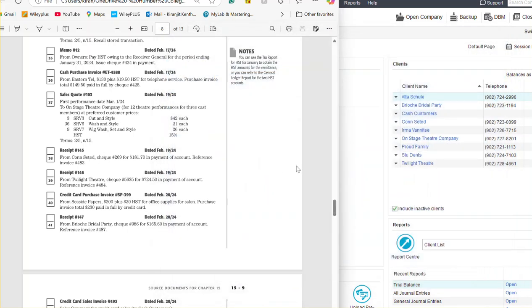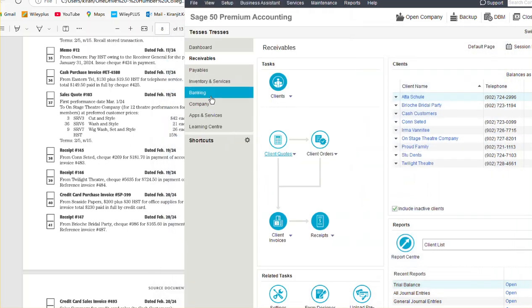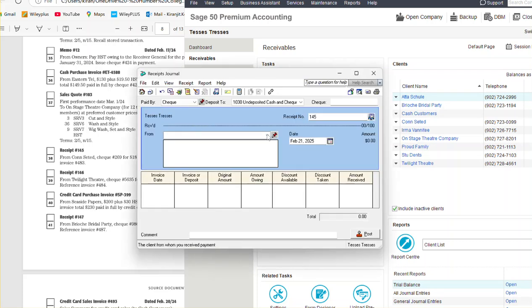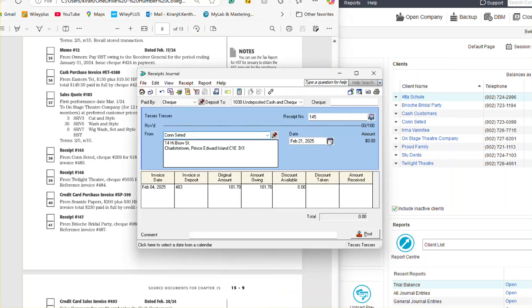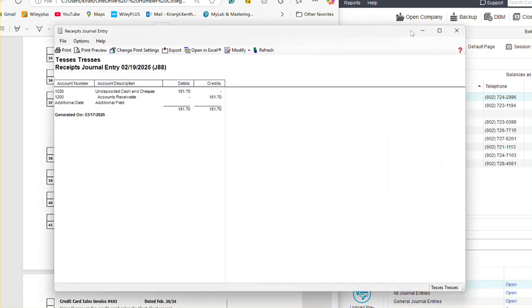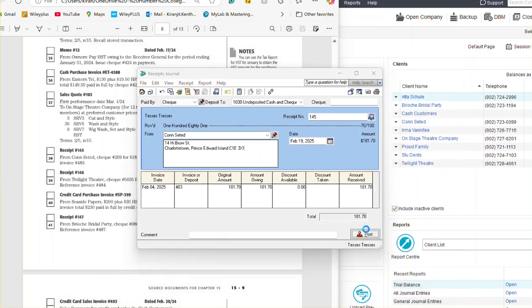We are receiving money, so let's receive money. We are going to go to receivable. You're going to receive from Seed, and the check receipt number is 145. It is on the 19, and there's no discount, so we have 181, and this will be your transaction. All right, so we are going to post, and we are okay with it.